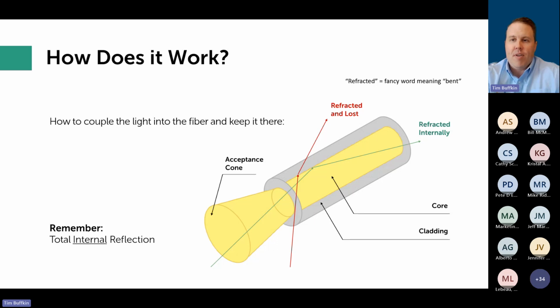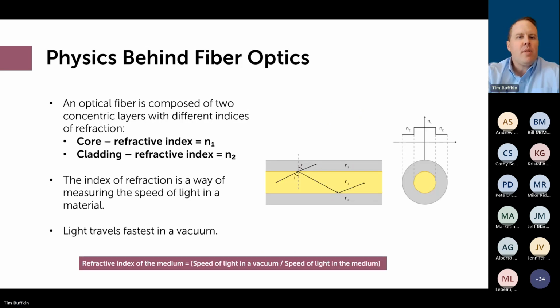And again, refract is just a fancy word for meaning bent. So we're bending the light as it goes down the fiber. The optical fiber is going to be composed of two layers with different indices of refraction. You're going to have the core that's going to have its refractive index, and you're going to have the cladding, which is going to have its refractive index. The index of refraction is basically a way of measuring the speed of light in a given material.